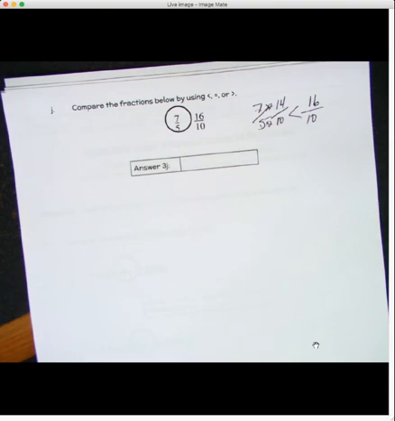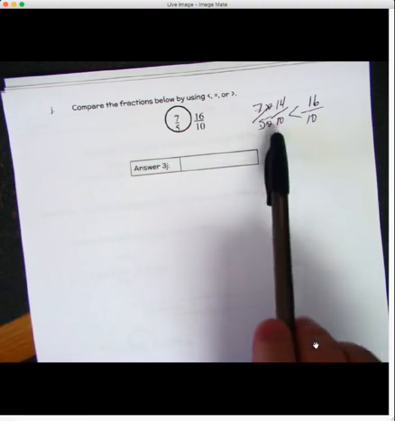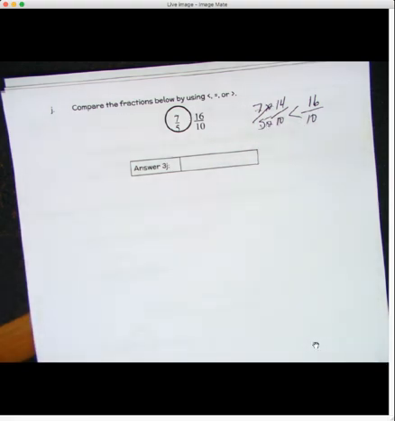Reasoning is the easiest, but you can't use just reasoning on every single problem. Sometimes you've got to find an equivalent fraction to see which one is greater. So whichever of those three methods you need to do to find the answer, do them. Please don't guess. You didn't learn anything if you just guessed.